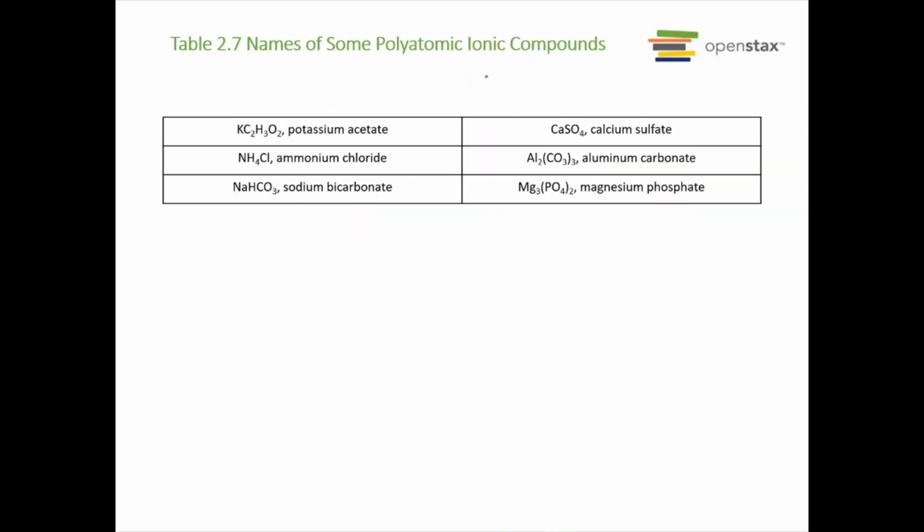Let's look at polyatomics, for example. Again, it's the same type of thing. You just need to make sure everything balances out. So let's look at calcium sulfate, for example. Calcium is this first element here, and then SO4 is a unique combination, which is sulfate. So I just named what I see. Calcium sulfate, aluminum carbonate, magnesium phosphate, so on and so forth.